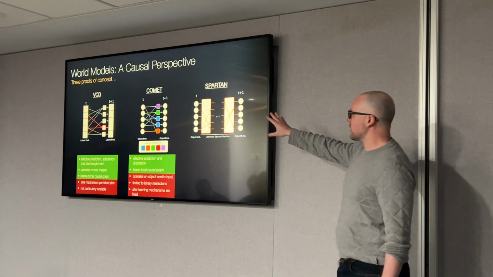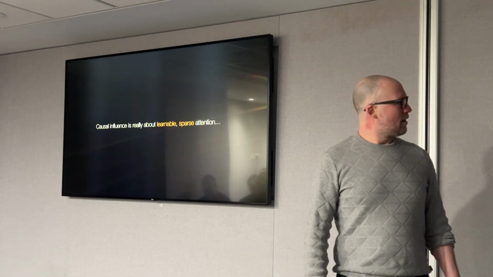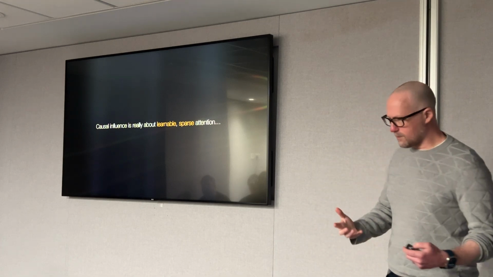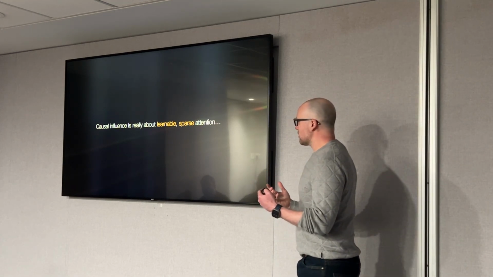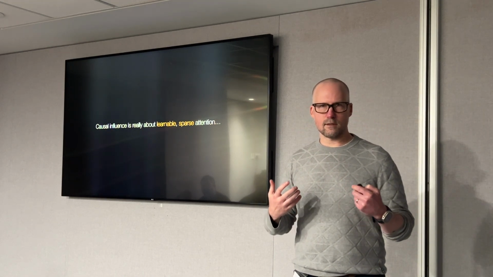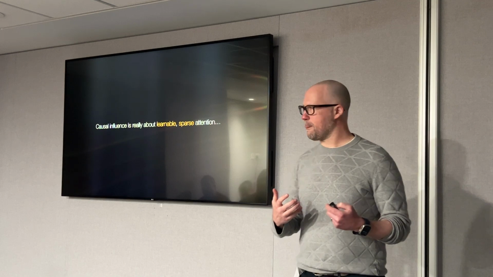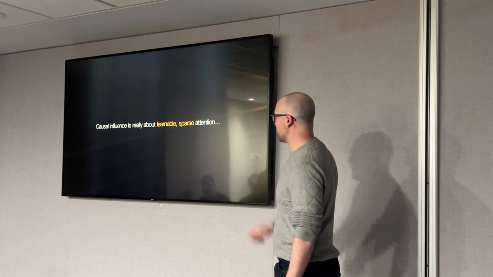And that ultimately then also leads us to the last model, Spartan, which underpins this, and hopefully many of you will have thought about this already, because I've used that sort of language. Causal influence is really about learnable and sparse attention, okay? And it took us a little while to get to that point, but we did get there in the end.